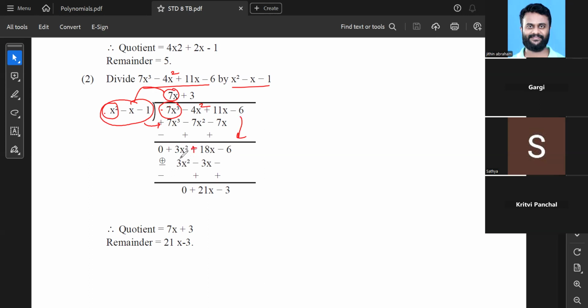Now the next step is to again do the same thing. So I'll divide 3x square with x square. When I divide 3x square with x square, only the first term, I get 3. Then I multiply this 3 with this to get this. So 3 multiplied by x square, 3x square. 3 multiplied by minus x, minus 3x. 3 multiplied by minus 1, minus 3. Then subtract: you get 0, plus 18 minus minus 3, the sign changes, plus 3 gives you 21x. Minus 6 plus 3 gives you minus 2. So this is your remainder and this is your quotient.